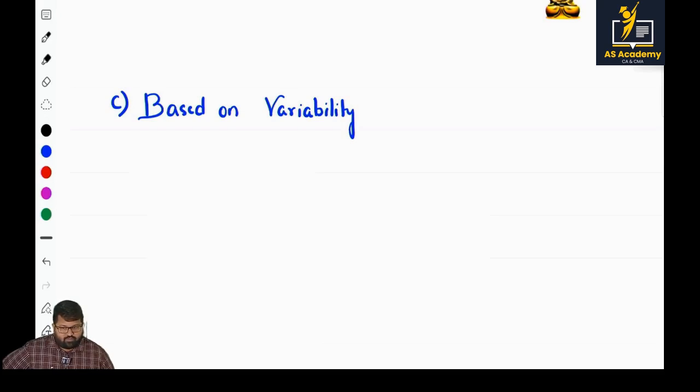Sir, done with the heading. Sir, what is the meaning of varies? Varies.